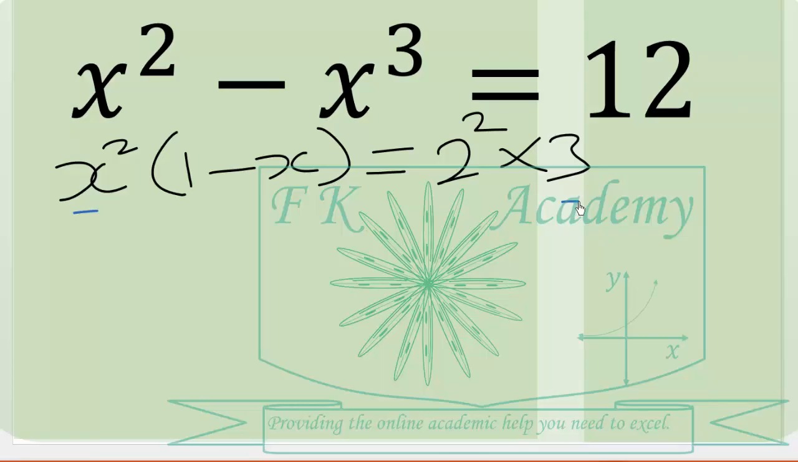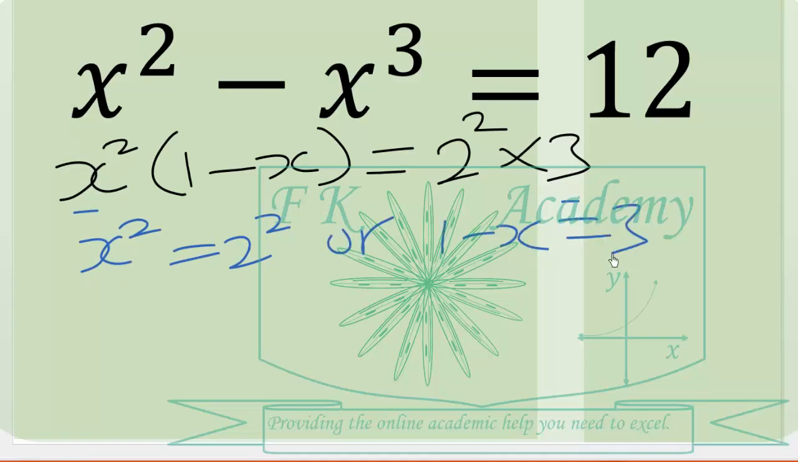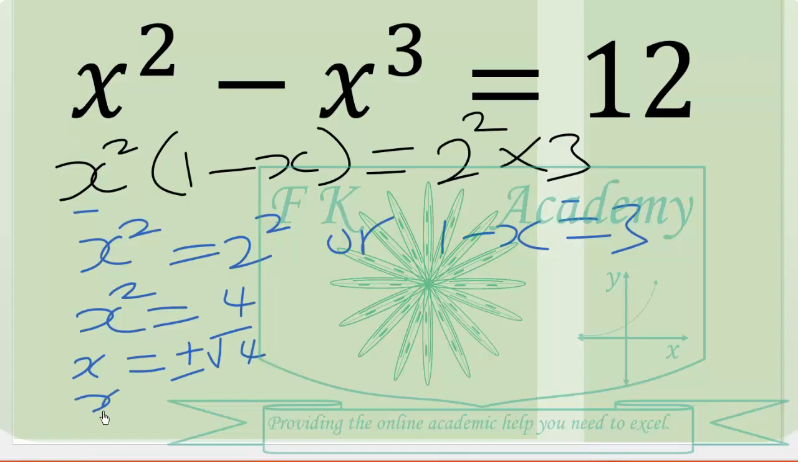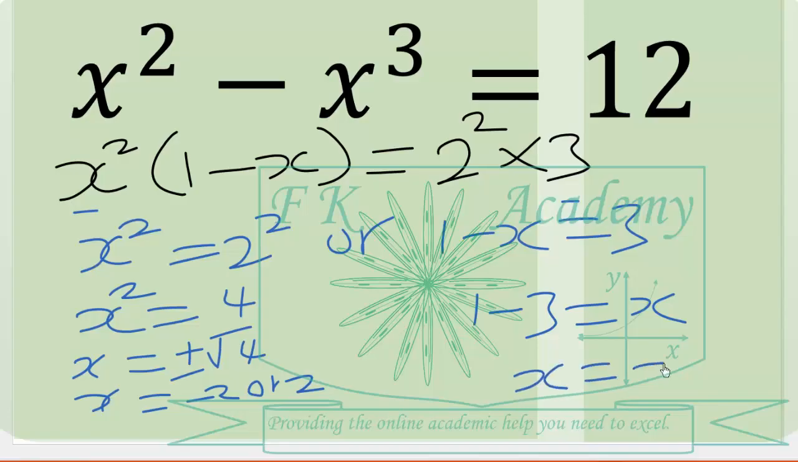we can either have x squared equal 3. In that case, it will not work. So we must have x squared be 2 exponent 2 and 1 minus x equal 3. When we solve this, x squared equals 4, we will get x equal to the square root of plus or minus 4, which is negative 2 or 2. Then 1 minus x equal 3 will also give us x equal to negative 2.